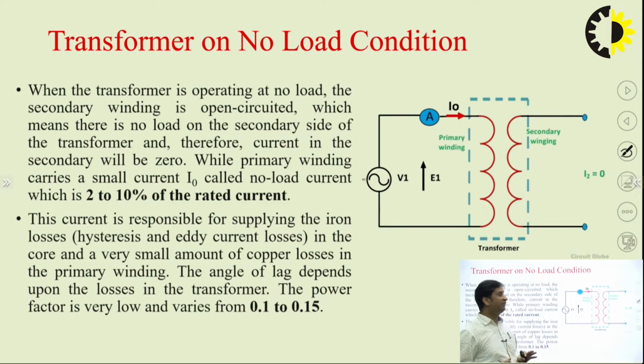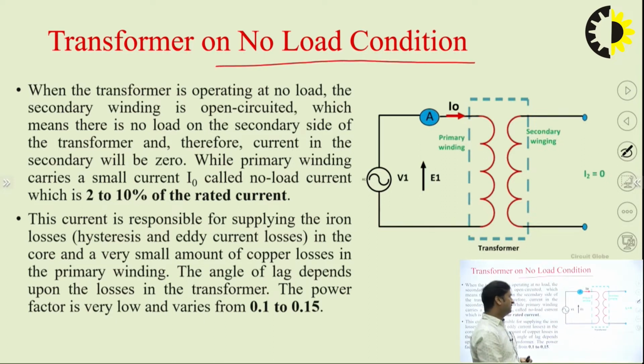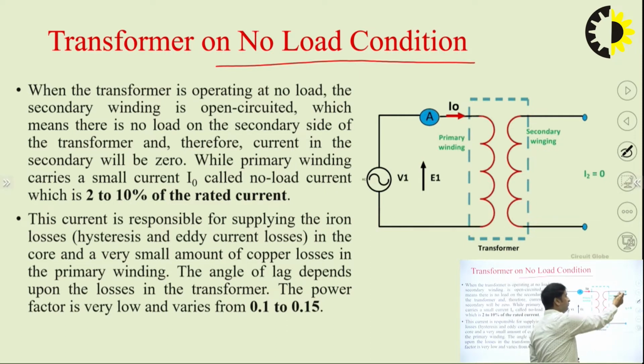In no load condition, we all know that the transformer is a device which is used to step up or step down the voltage. We have 2 windings, one is called the primary winding and the other is called the secondary winding. In the primary winding we connect the source, and in the secondary winding the load is connected. If the transformer works on no load conditions, it means that there is no load on the secondary side. The secondary side is almost open.